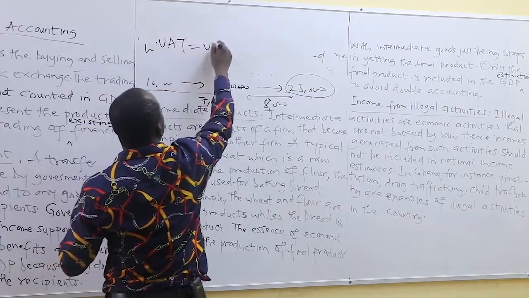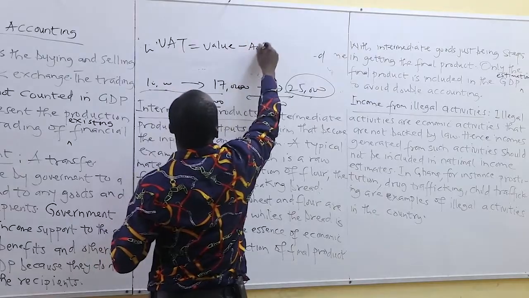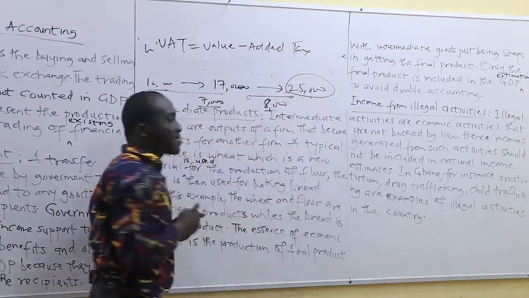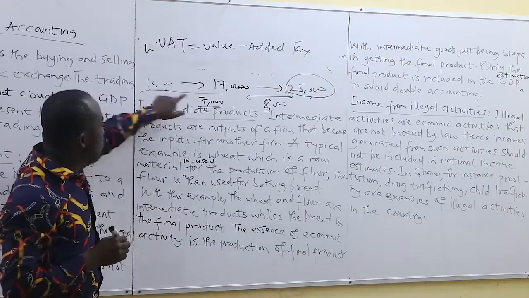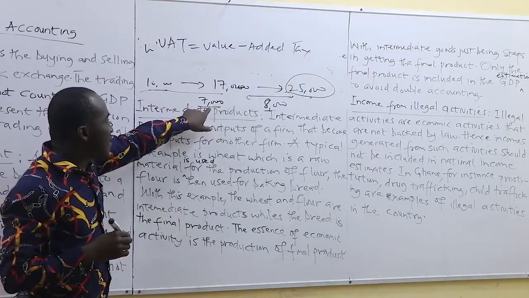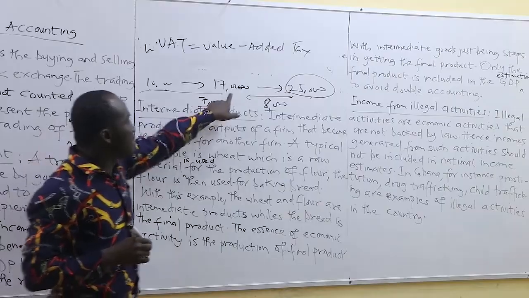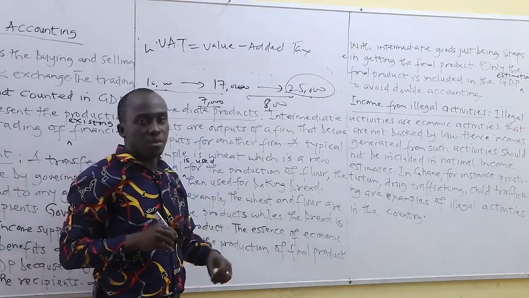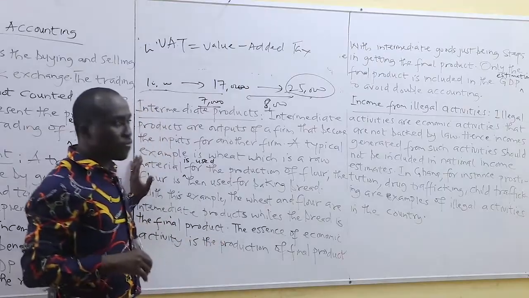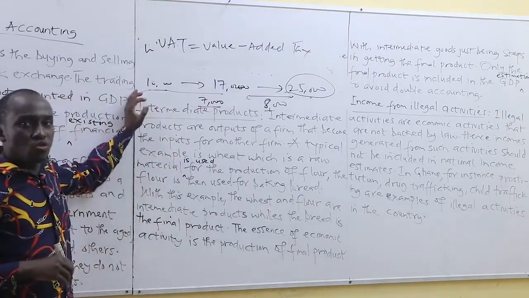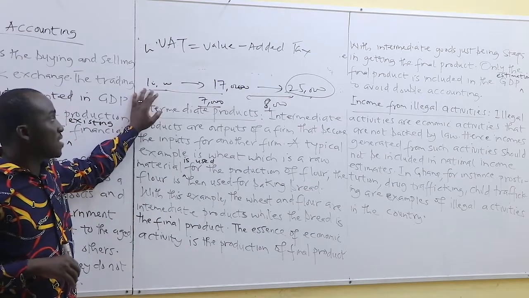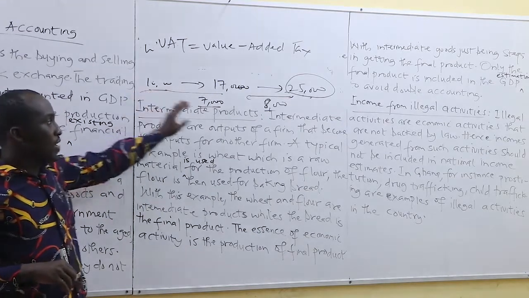So the tax should be on the value added. From 10,000 to 17,000, what is the value added? 7,000. The tax should be on the 7,000. From 17,000 to 25,000, what value have you added? 8,000. The tax should be on the 8,000, right? So in summary, intermediate products are not used for that. If you want to use them, you have to use the value added. Add it to the original and then add the value. Or use the final product.